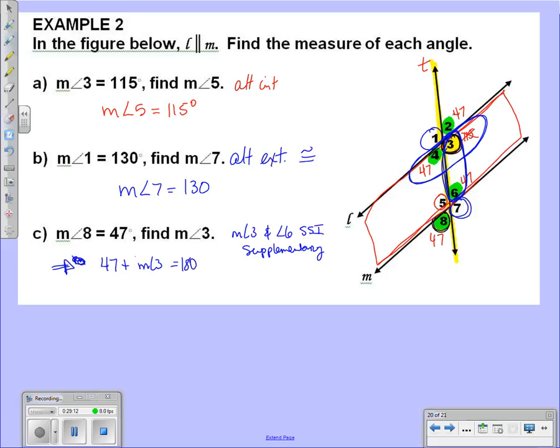I want the measure of angle 3 by itself, so we are going to subtract 47 from both sides. It cancels out. We're left with the measure of angle 3, and then 180 minus 47 is 133 degrees. So using all those properties, we were able to find out what the measure of angle 3 is.